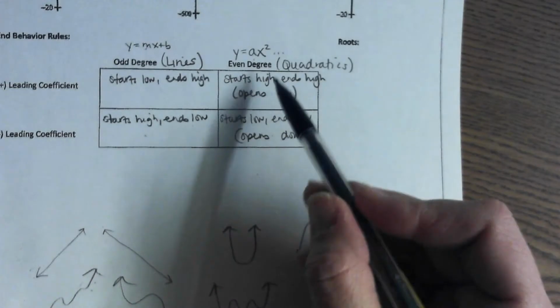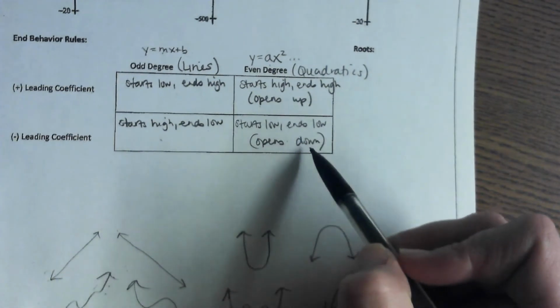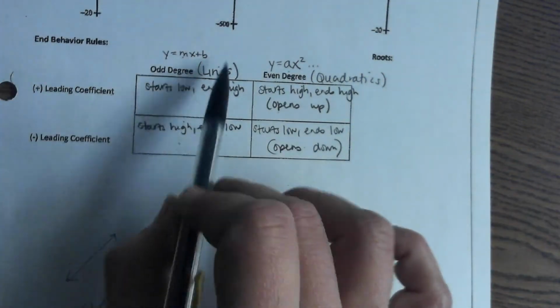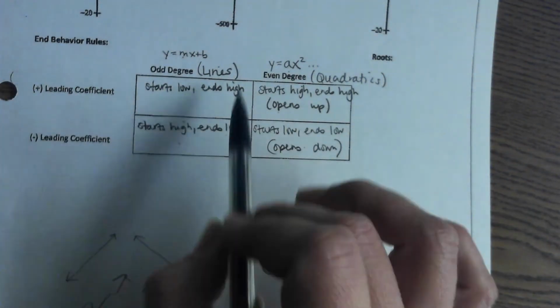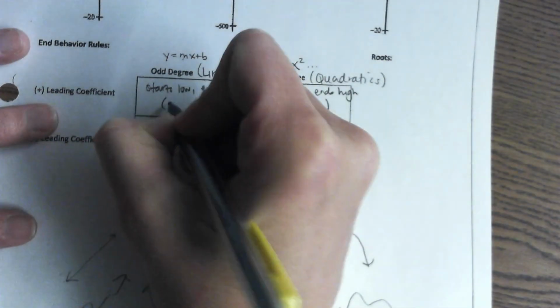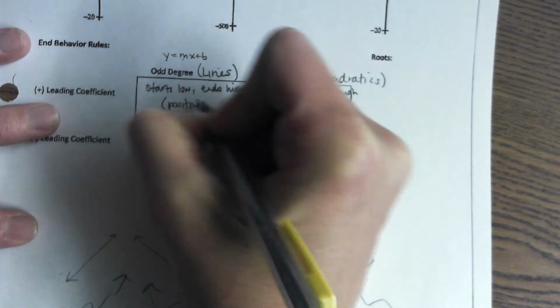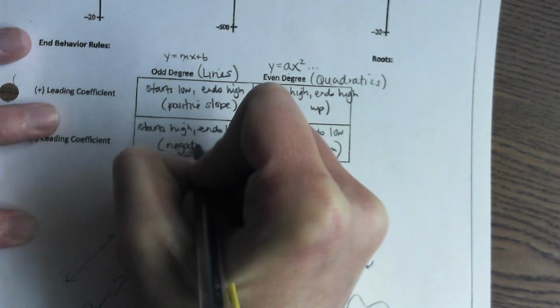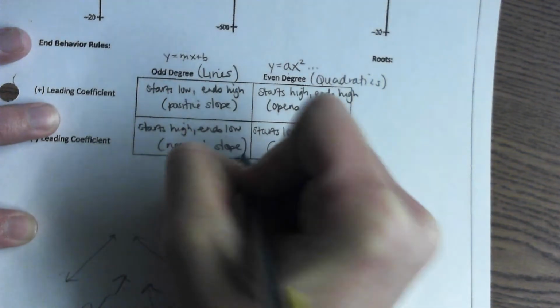Okay? So as far as quadratics, we talk about opening up and opening down already, so we can continue that with even degrees. And in linears or odd degrees, we talk about slope. This is technically a positive slope overall. And this is a negative slope overall.